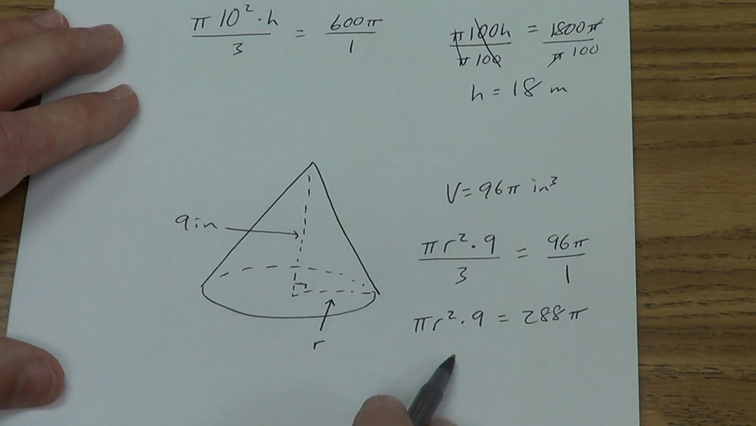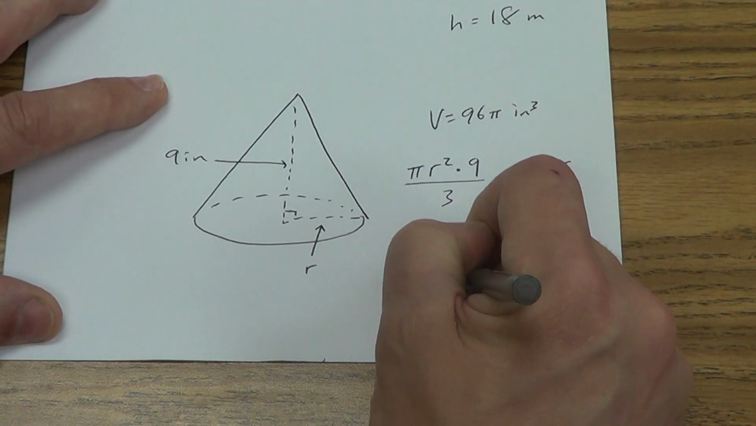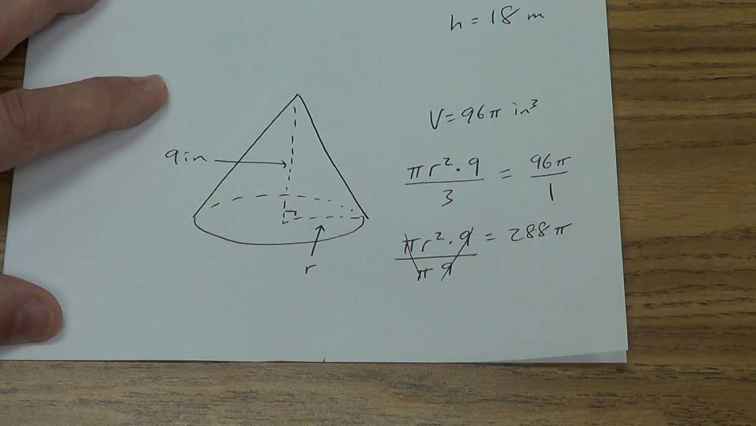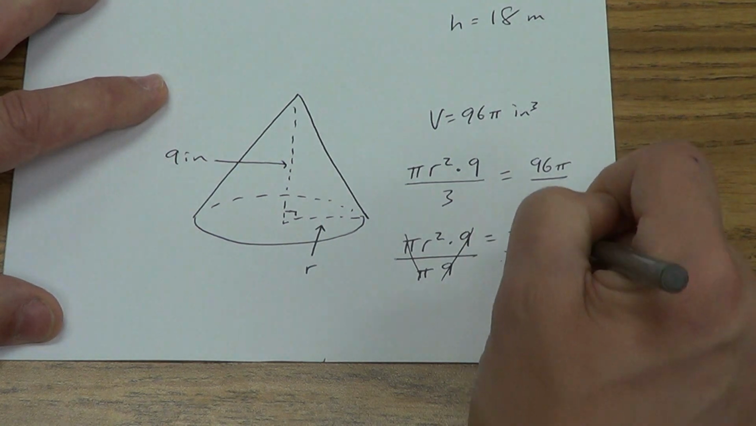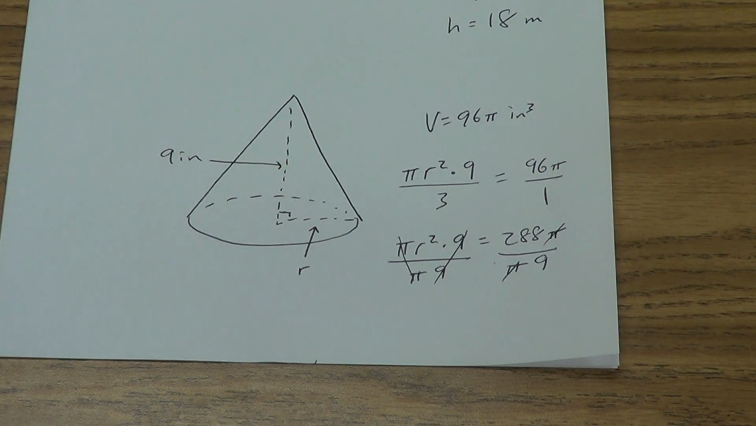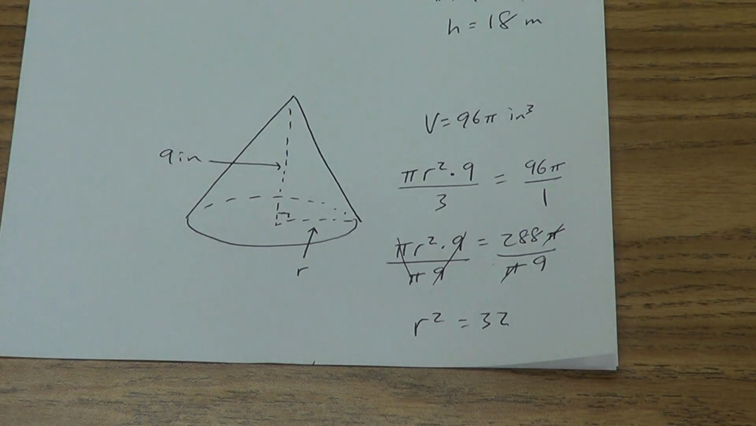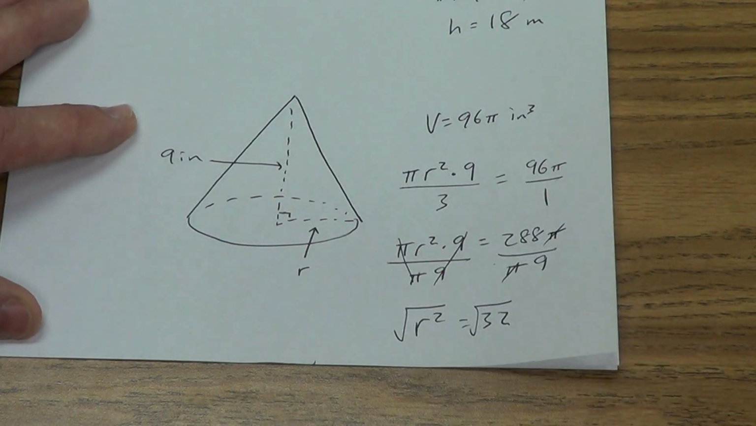So this looks very similar to what we did up here. Now we're just going to do our division. We divide by pi and we divide by 9, the pi's cancel, the 9's cancel, and 288 divided by 9 becomes 32. So r squared equals 32. I told you we would just have one extra step at the end, right? So if you have r squared equals 32, how do you solve for the r? Well, you do your one extra step, your square root.